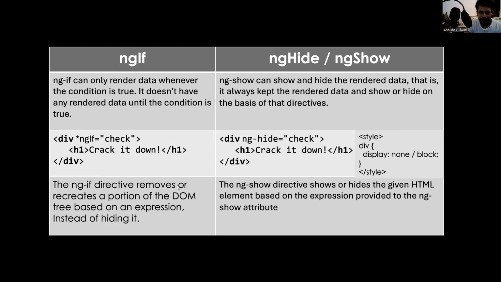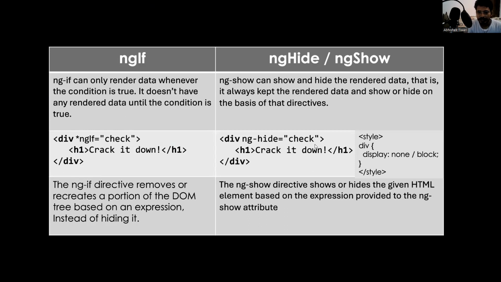The NgIf directive removes or recreates. See, it does not have render data, and here it's saying the NgIf directive removes or recreates a portion of the DOM based on an expression. What is the expression? That is check. Instead of hiding it, it does not hide or show this. It just recreates and removes this whole portion, the whole div. That's why it's saying it does not have any render data until the condition is true. Whenever this condition is false, this will be gone from the UI. This whole div will go out of the UI. That's why it's saying it does not have any render data.